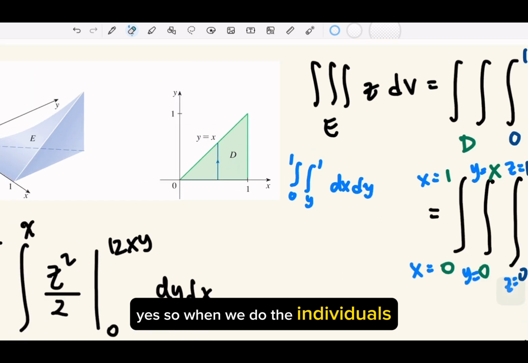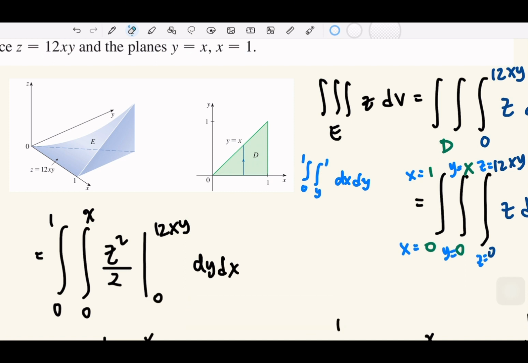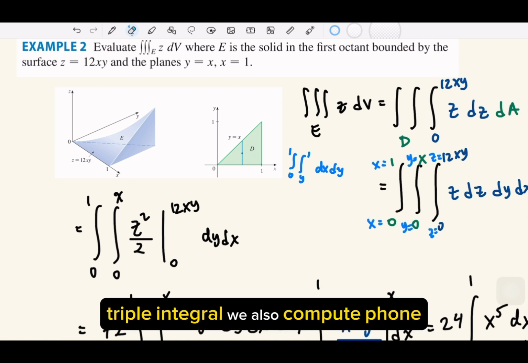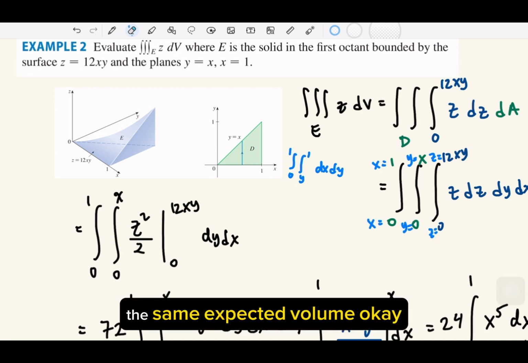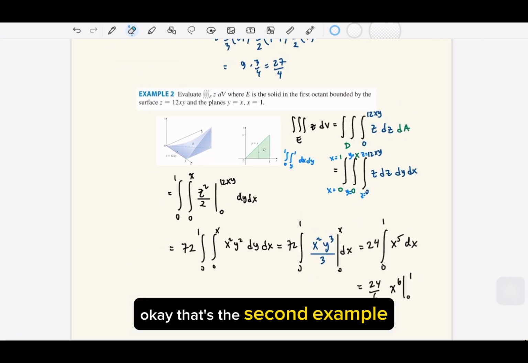Professor. Yes? So when we do the integral, we want to kind of just hold the area of the triangle there. Yeah, this is for the B. B is for the last two. This one. The last two. This one is this. So this is triple. So double integral, we compute volume. Triple integral, we also compute volume, but with different perspective. The same expected volume. Okay, that's the second example.